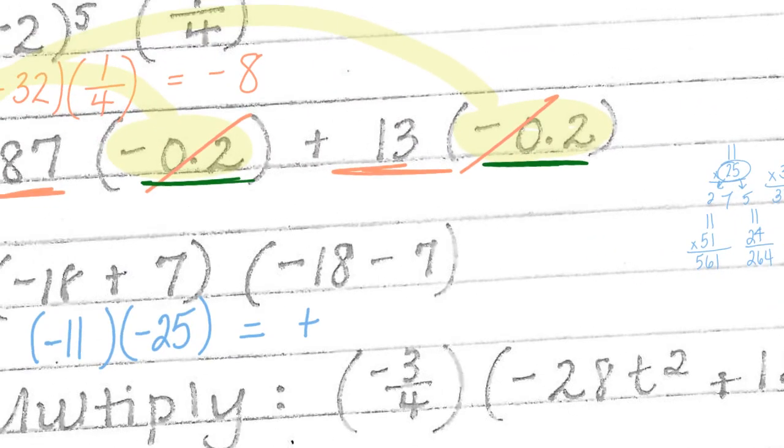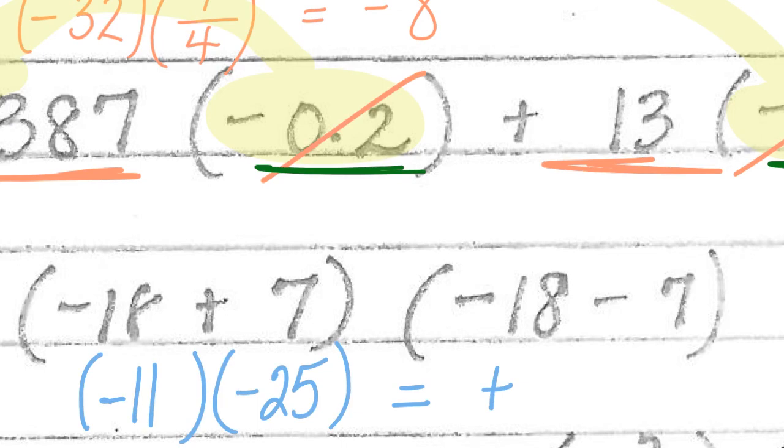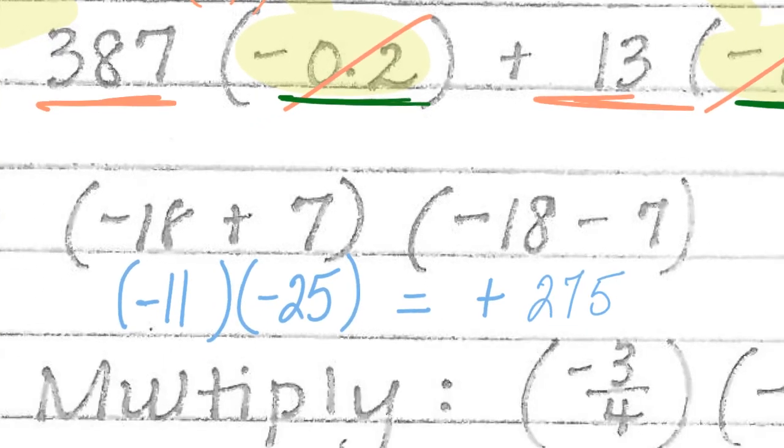So where were we? Here we go. Negative 11 times negative 25, what would the answer be? 100. Not 100. 275. All right, last question.